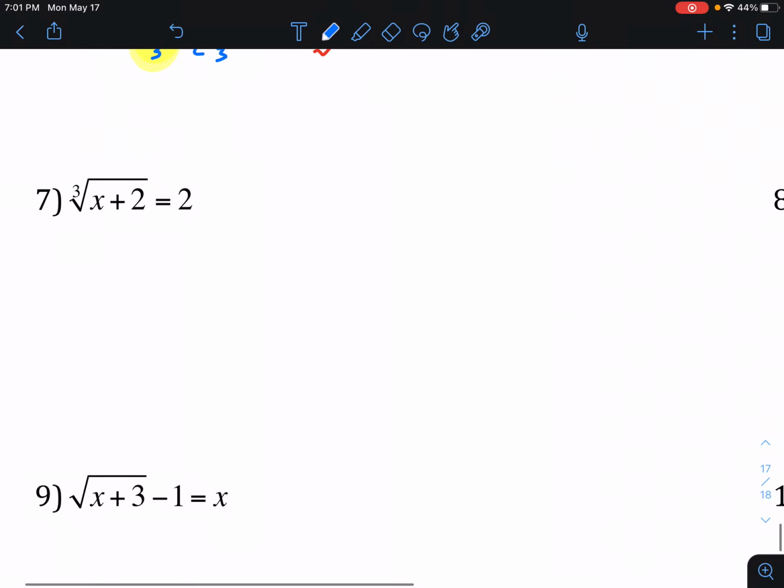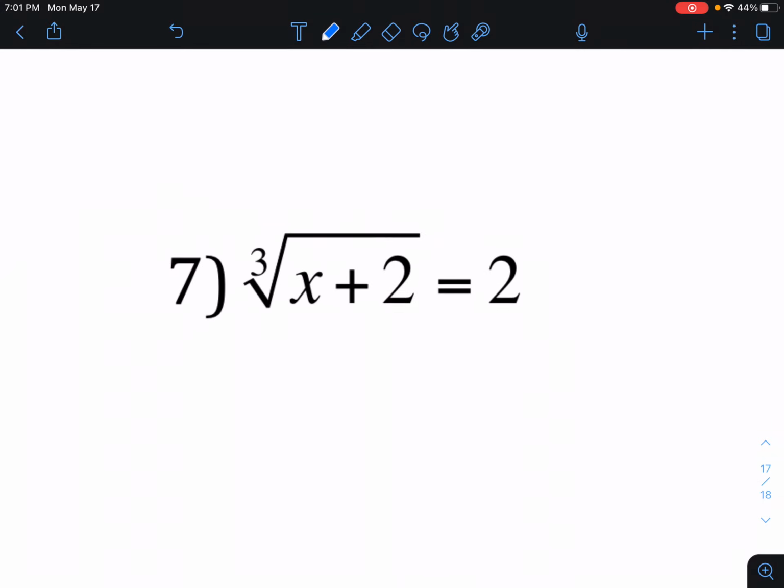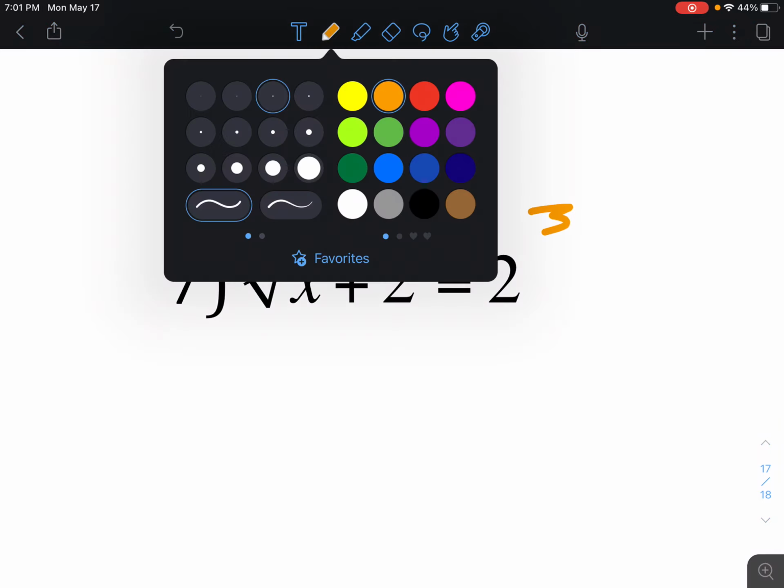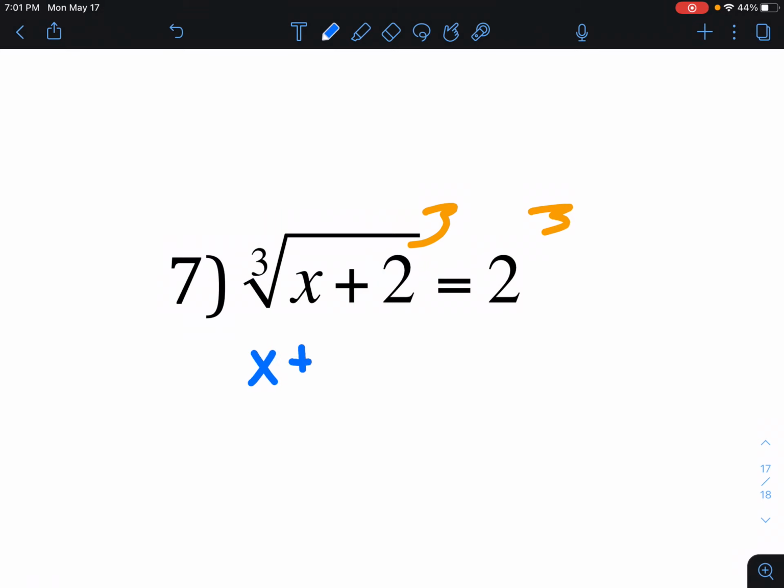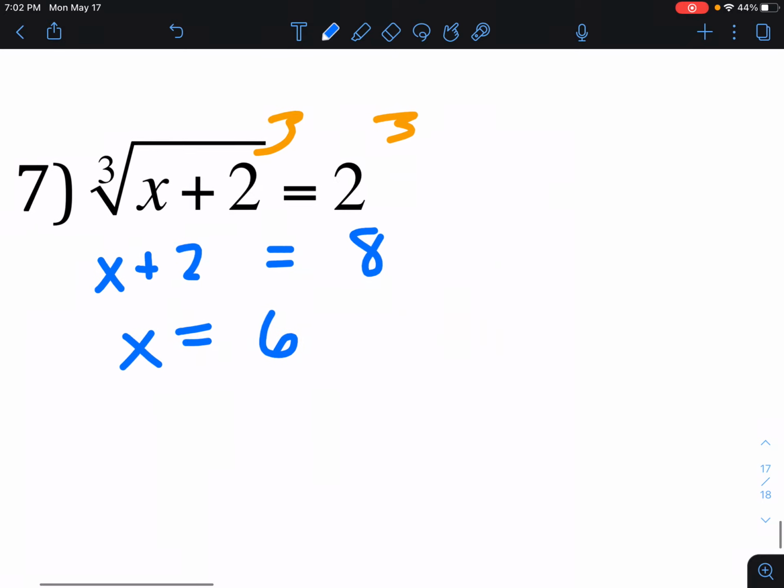Let's try out number 8. Now this guy, do not raise to the power of 2. The index here is 3. So you need to raise to the power of 3 to get rid of that radical. So 2 times 2 times 2 is 8. Be careful there. Don't do 2 times 3 and get 6. It's 2 times 2 times 2. And then obviously subtract 2 to get 6.